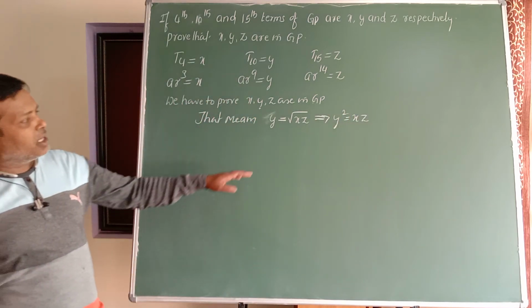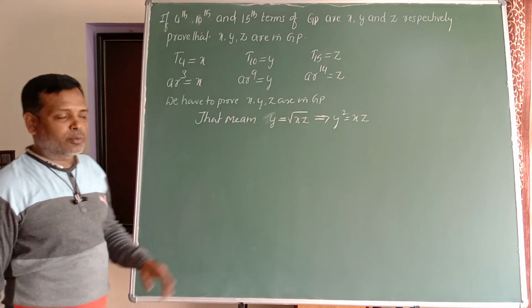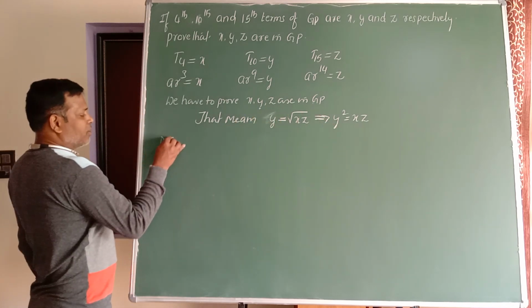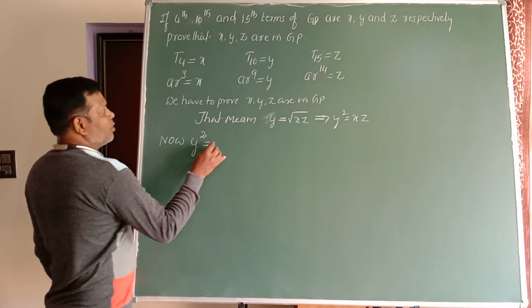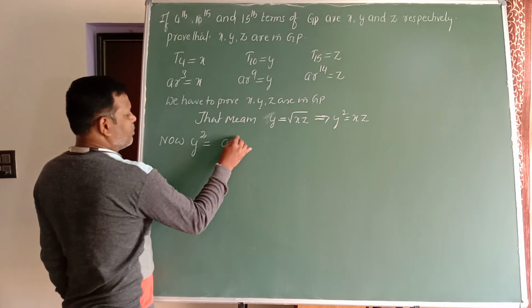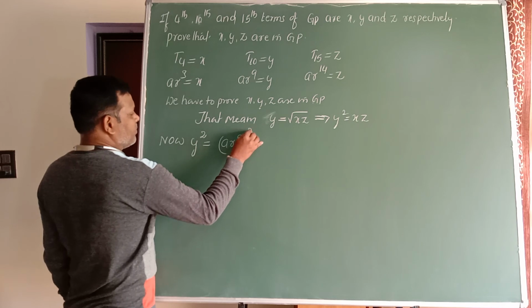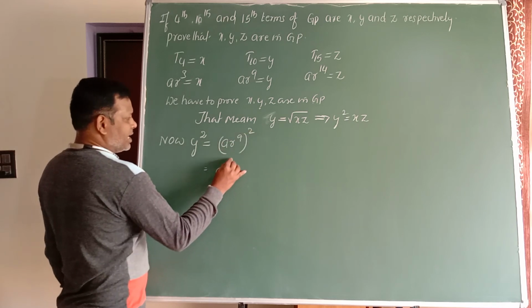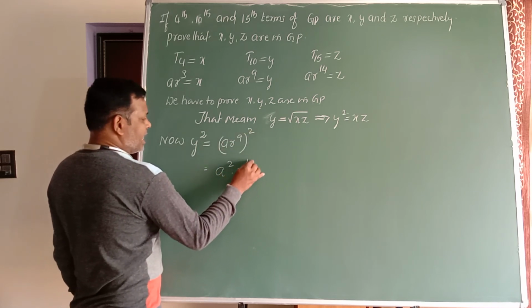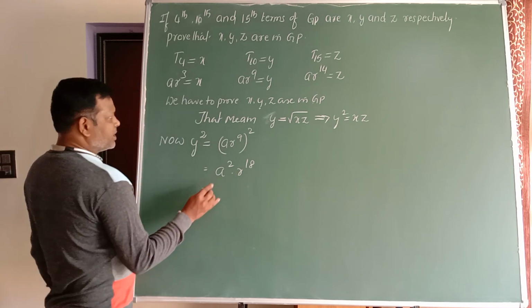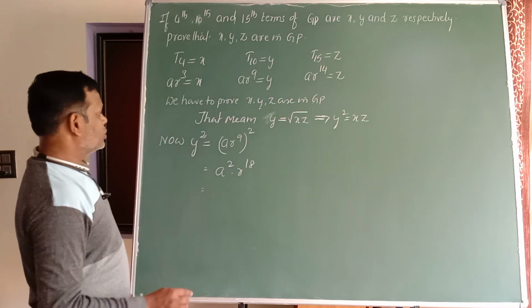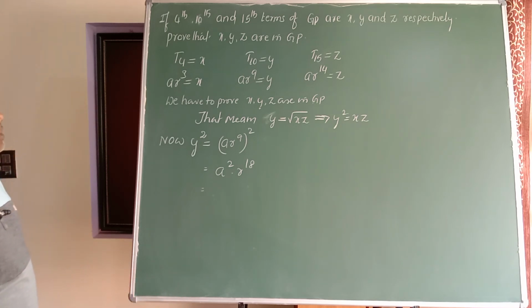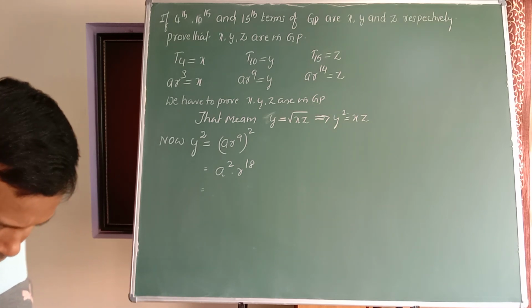For that we have to consider Y square. Now let us consider Y square. Look at me. What is Y? Y is nothing but A R power 9, whole square. So this can be written as A square into R power 18. This can be split in terms of X and Z.